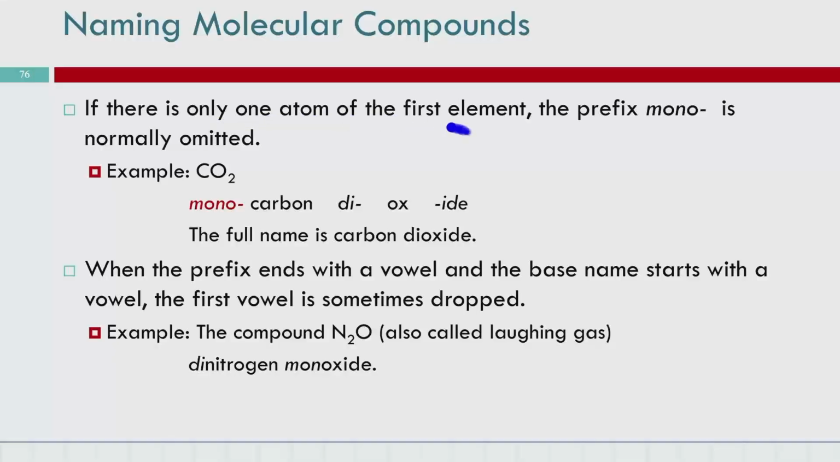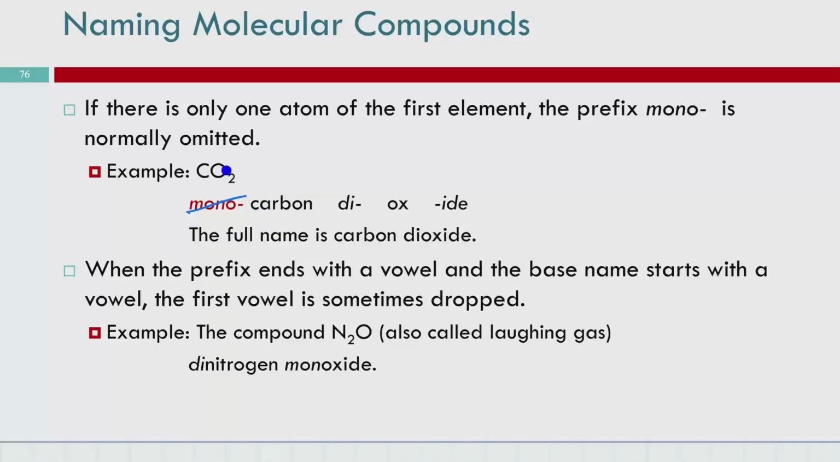If there's only one atom of the first element, the prefix mono is normally omitted. That's our one weird rule. I think that's the only one weird rule. So for example, CO2, the first element is carbon. We've got one of them. So normally we would call this monocarbon. But we cross out the mono because we just have one of them and that's our rule. We don't need to include it. That's the only time that we exclude our prefix for our first element.